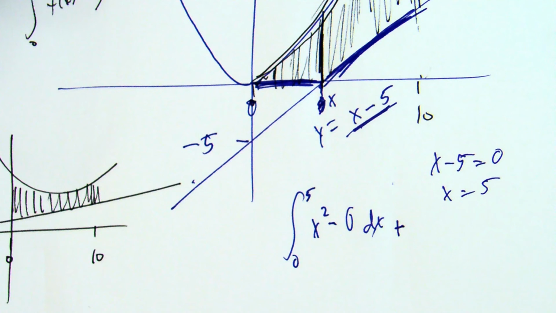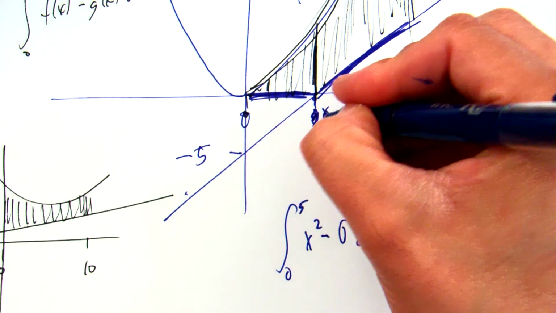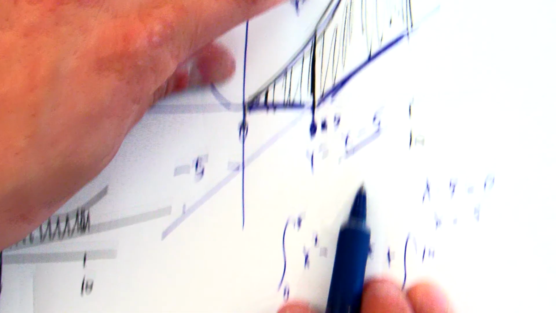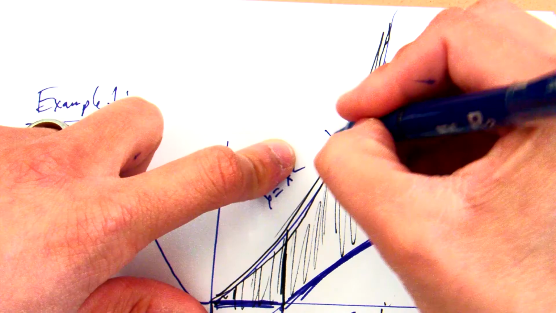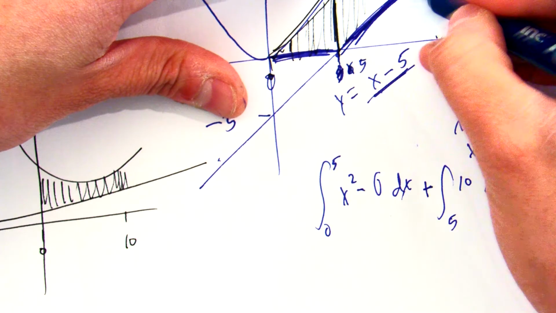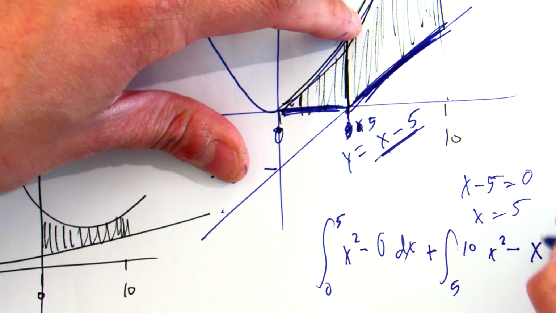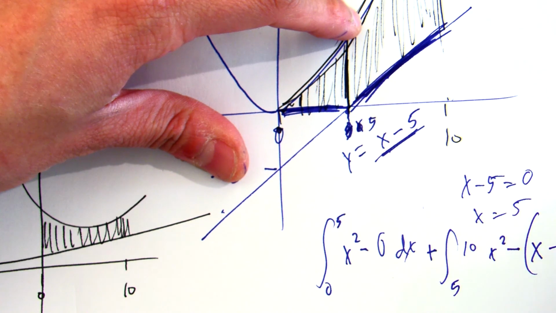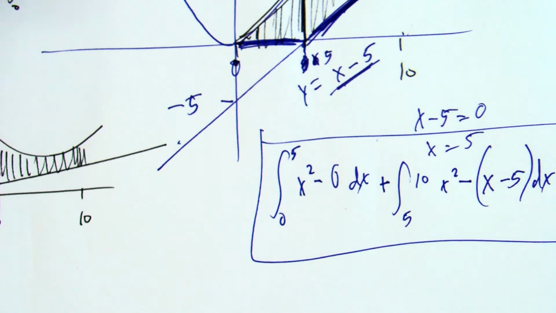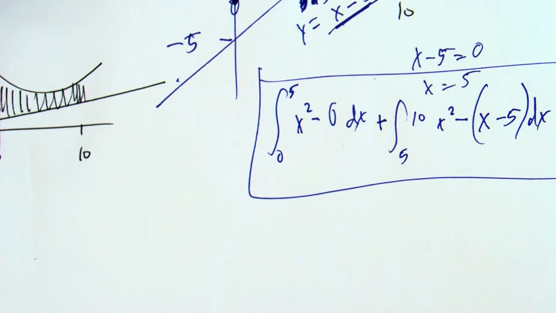And we add that to the area from where? From 5 to 10 of the top one, which is what? The top one is x squared minus, what's the bottom function? Put parentheses, x minus 5 dx. And this here is as hard as they will be. Wait, that's all we have to do? No, you have to solve it.